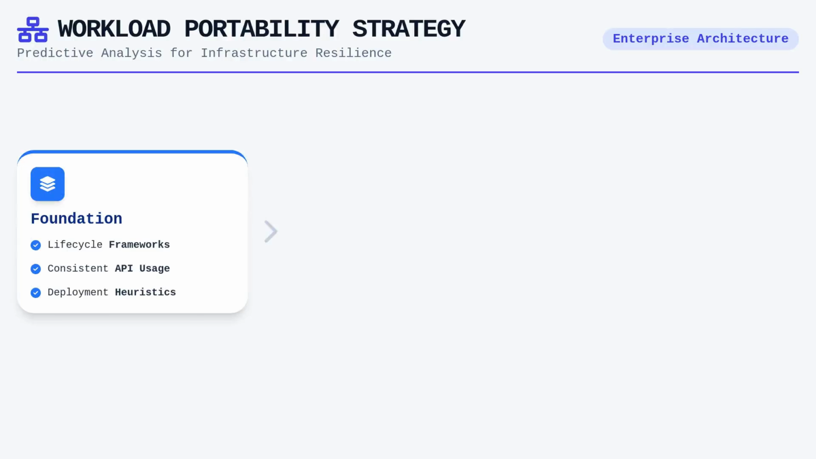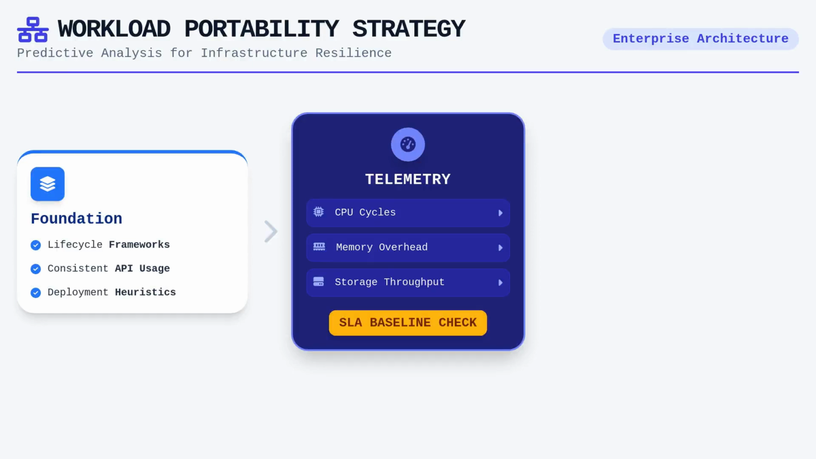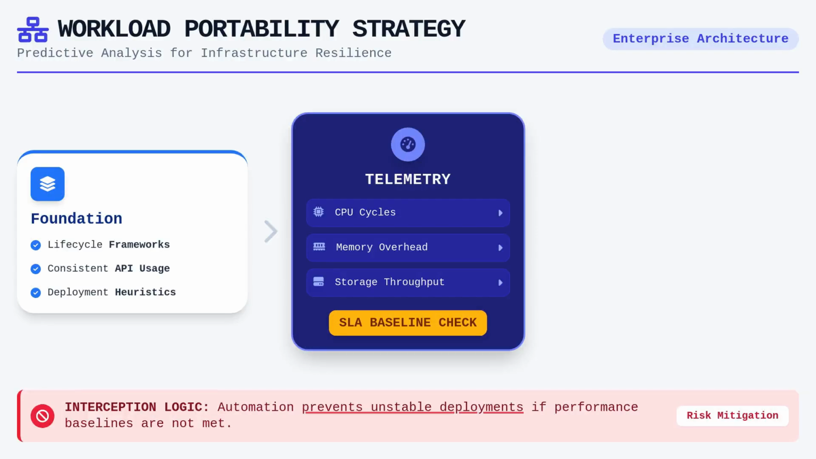We often encounter technical barriers when attempting to move workloads because of varying resource availability and hypervisor configurations. To mitigate this risk, enterprise architects focus on building deployment heuristics that evaluate the target environment's capacity before any migration is initiated. These algorithms monitor available CPU cycles, memory overhead, and storage throughput to ensure the target can maintain the workload service level agreement. If the diagnostic telemetry indicates that the destination environment lacks the necessary performance baseline, the automation framework should intercept the request and prevent an unstable deployment.